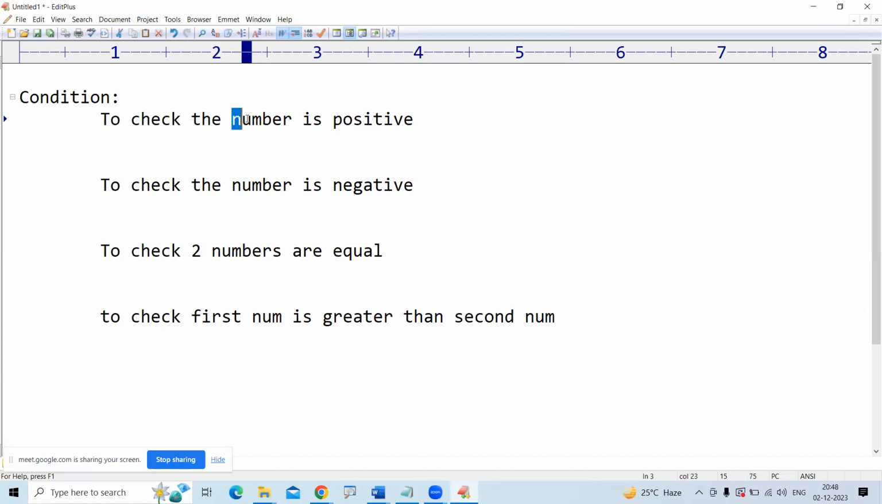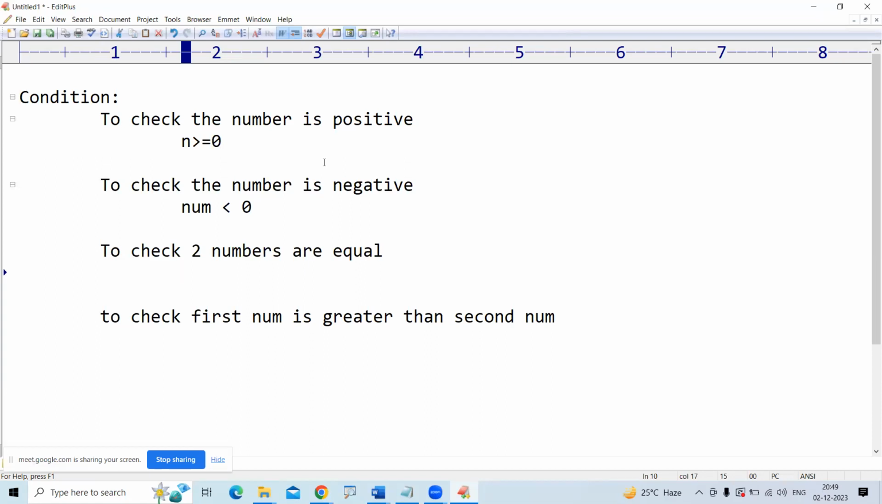Sir, what should I write? When can you consider the number is positive? It's very simple. When the number is greater than or equals to 0. When can you check the number is negative? n or num or number, it's your wish, it's just a variable which contains the value. When the number is less than 0.